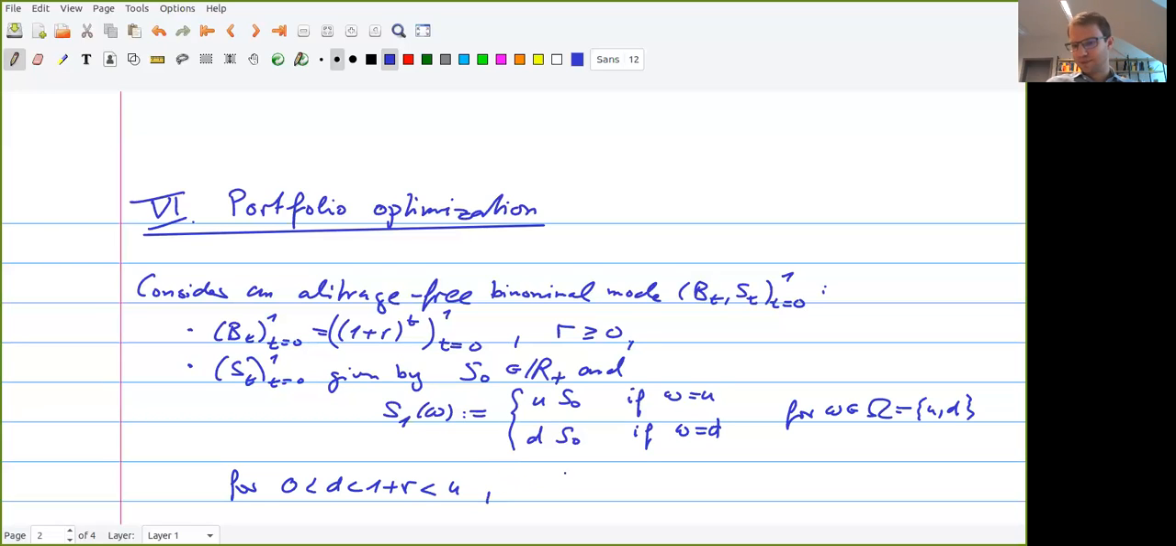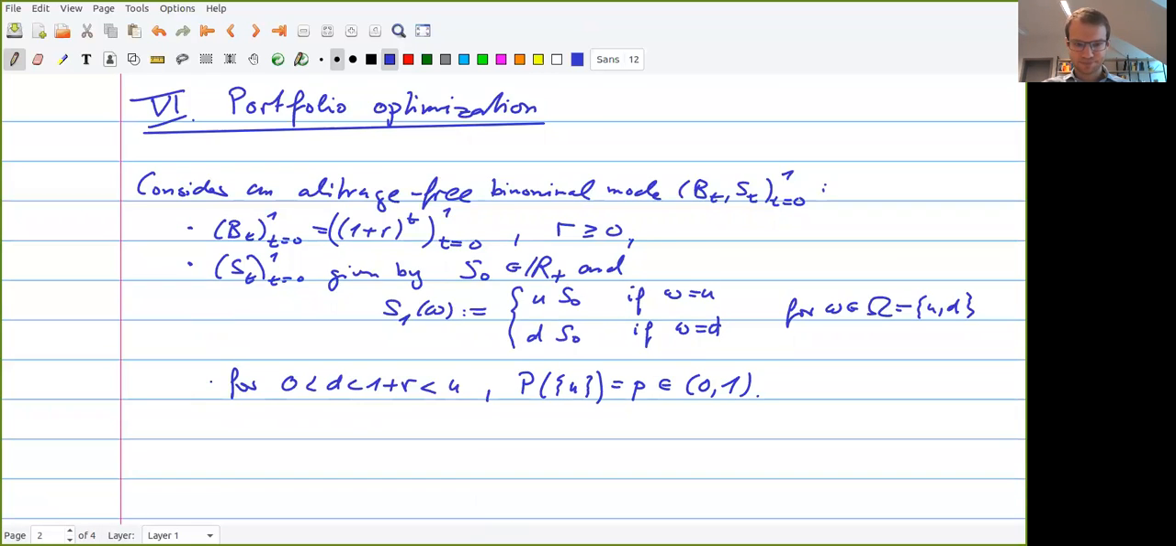Another thing we need to assume is that both cases, u and d, can appear on the market. So the probability that u appears has to be strictly between 0 and 1, because otherwise the market is not arbitrage free again. Okay, this is our setting.